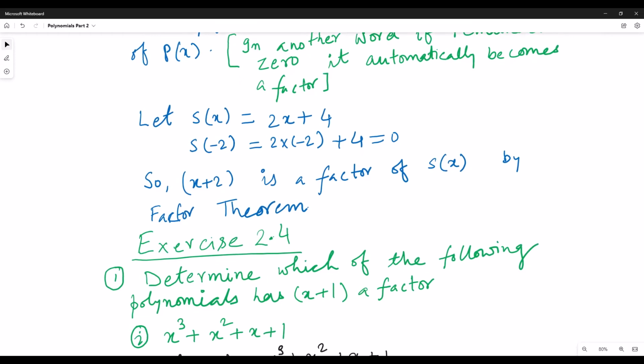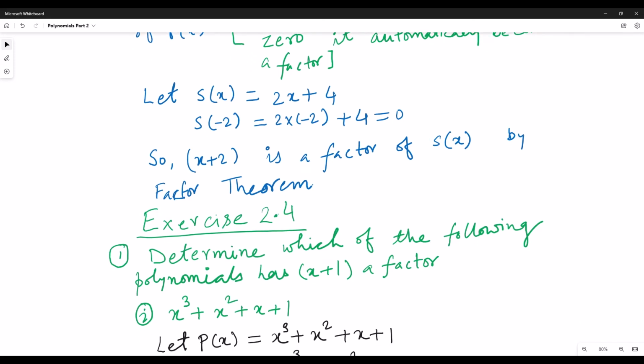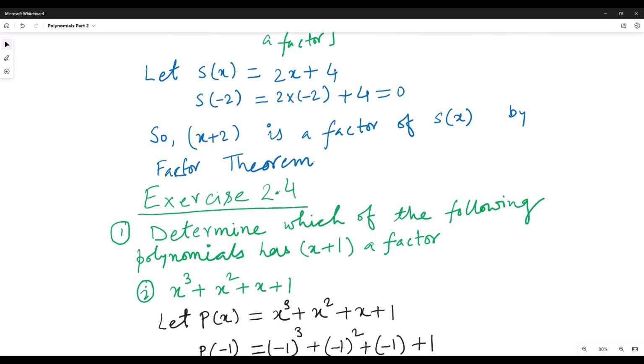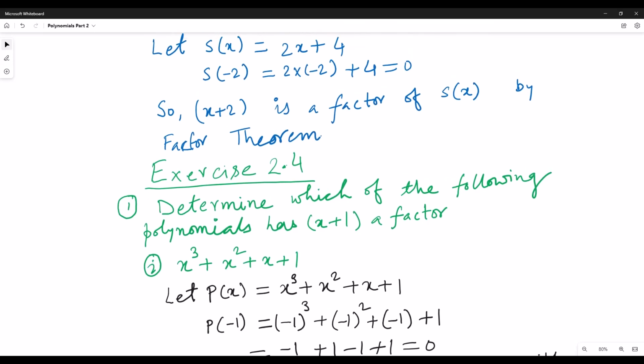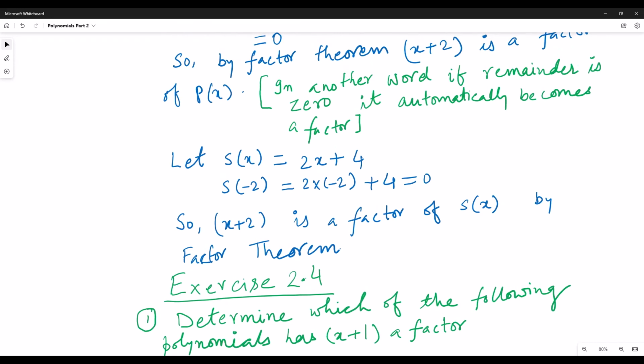Likewise, for x plus 2, suppose there is a function s(x) equal to 2x plus 4. For x equals minus 2, this is 0, so x plus 2 is a factor of 2x plus 4 as well by the factor theorem. So we have come to the exercise. First do it yourself: pause the video, do the exercise and come back again.